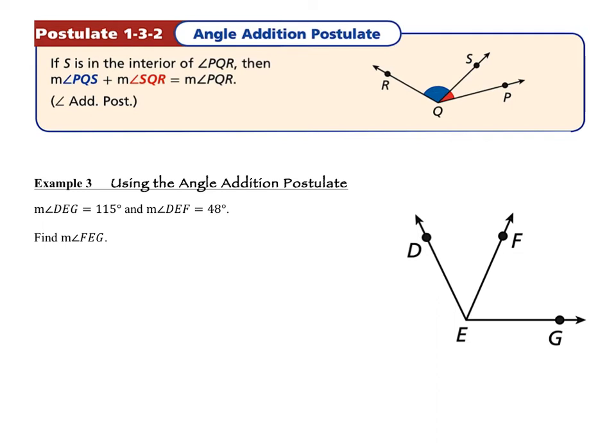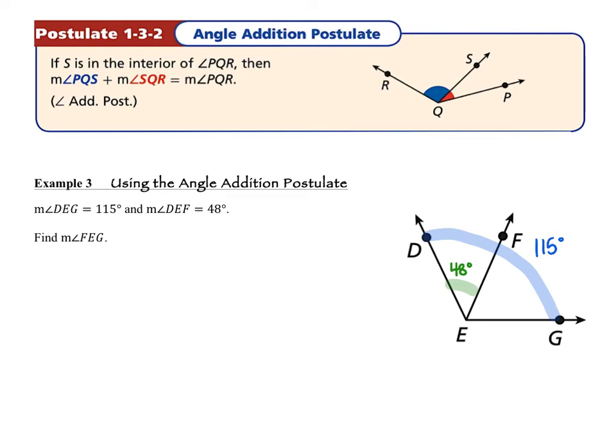We're going to use this new angle addition postulate that we've just learned in example 3, and I think you'll find it very straightforward. Example 3 says the measure of angle DEG is 115 degrees. Remember, the measure of angle DEG is the large angle in our diagram. Then it goes on to say the measure of angle DEF is 48 degrees. And we need to find the measure of angle FEG.